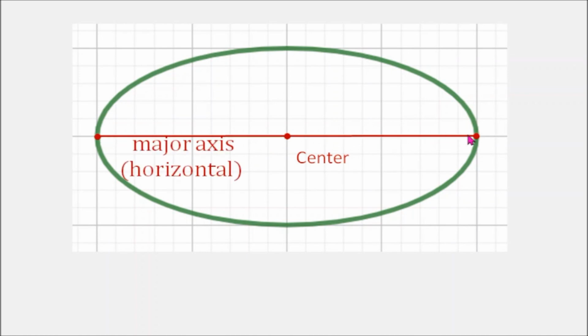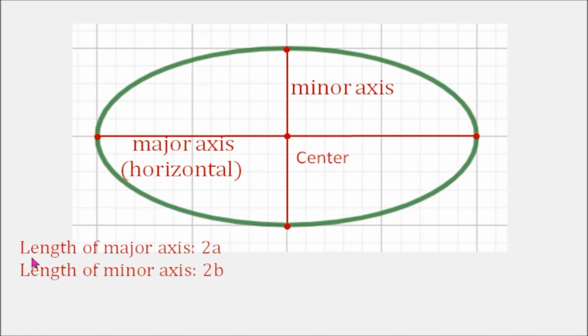This is called the major axis. This is called the minor axis. And let's take note that the length of major axis is 2 times A, while the length of minor axis is 2 times B. The endpoints of the major axis are called the vertices. So we have here vertex 1 and vertex 2, while the endpoints of the minor axis are called co-vertices.